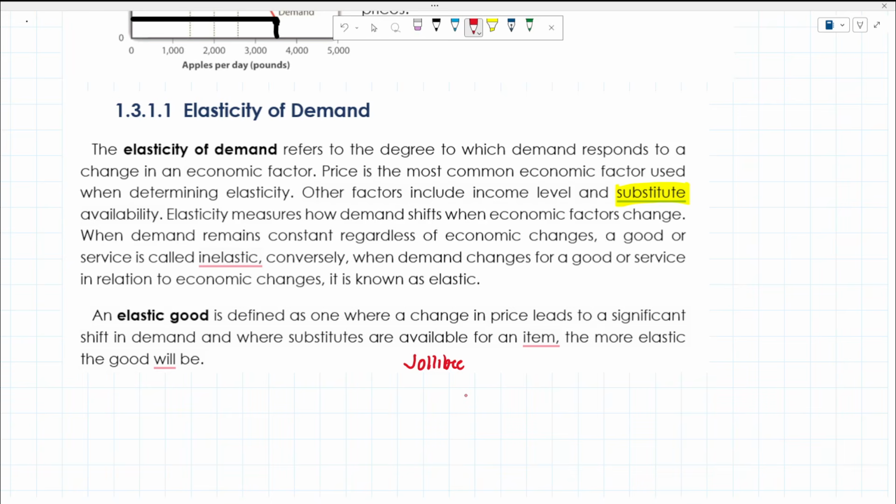Which would be an example of an elastic good? Let's say, an example of an elastic good is the brand of sardines, or anything that is canned. For example, 555 and Youngstown, or any other sardines.